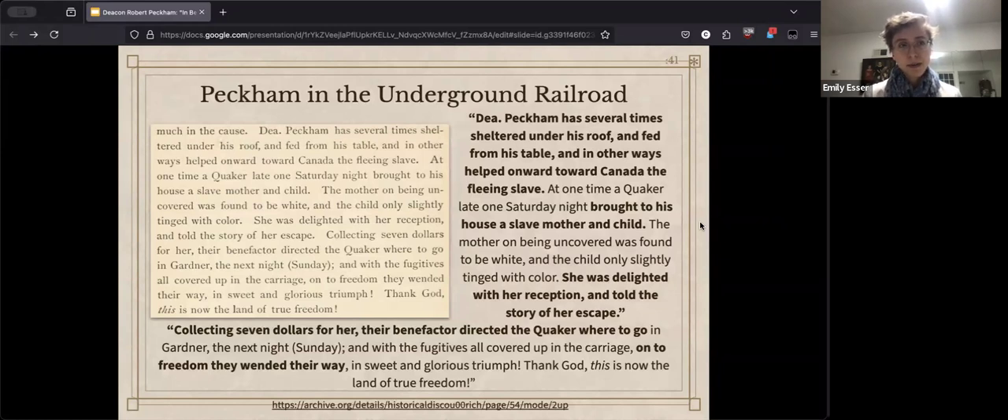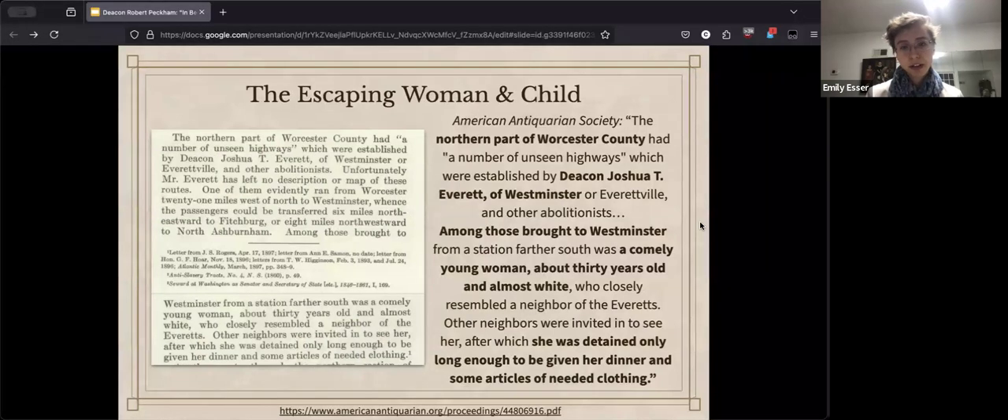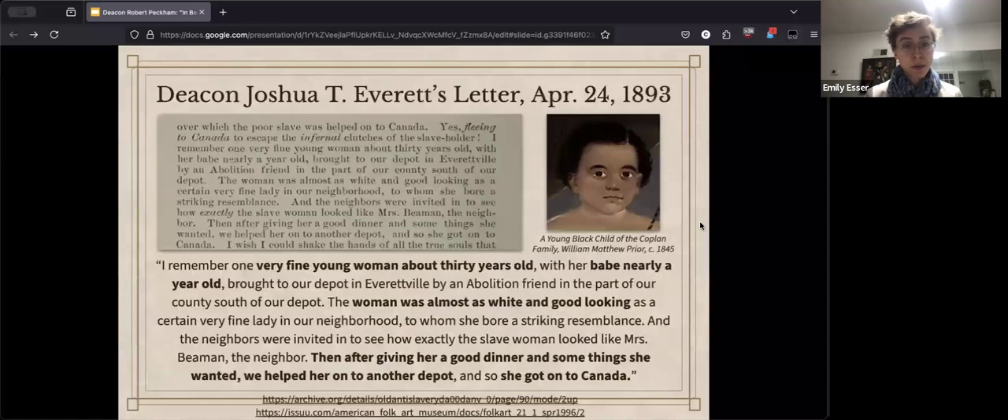And so that wonderful little anecdote actually is backed up by multiple historical sources. We know a great deal more about the woman, thanks to a letter from Edward Kendall. It appears in the American Antiquarian Society Journal of Anti-Slavery Activities, discussing a young woman about 30 years old and almost white. She was given dinner and clothing and went on her way.